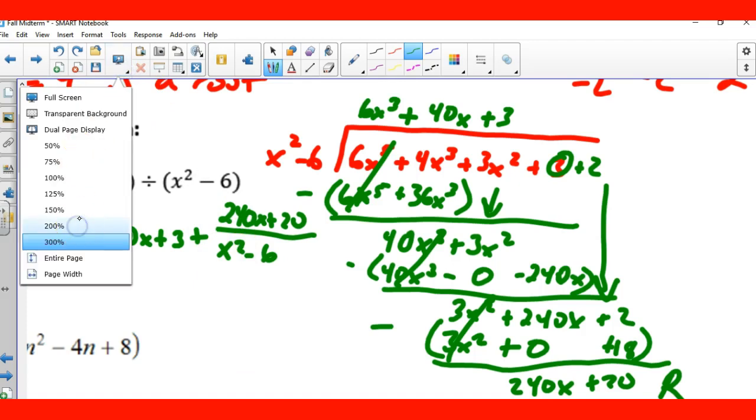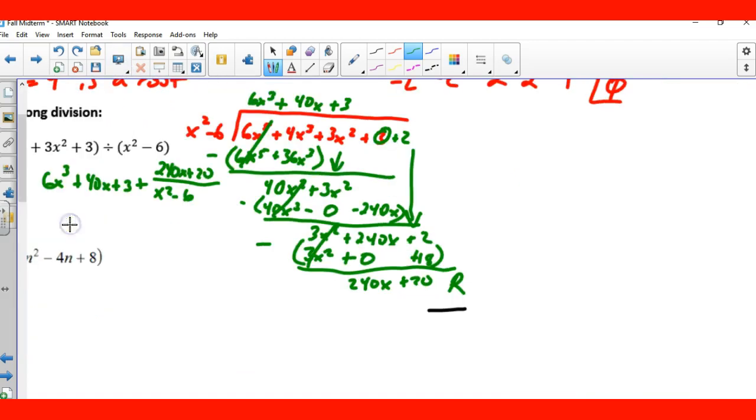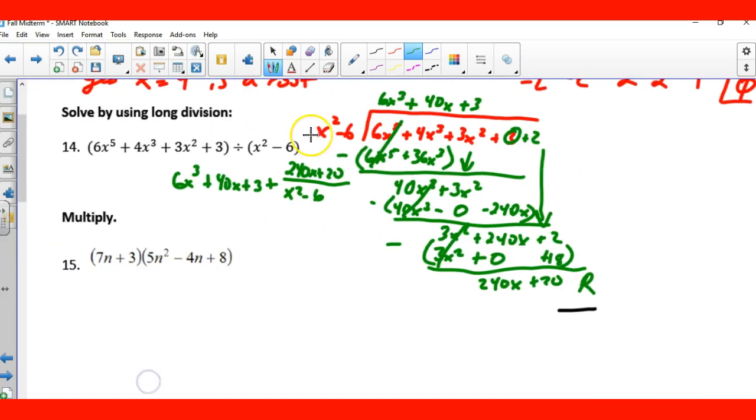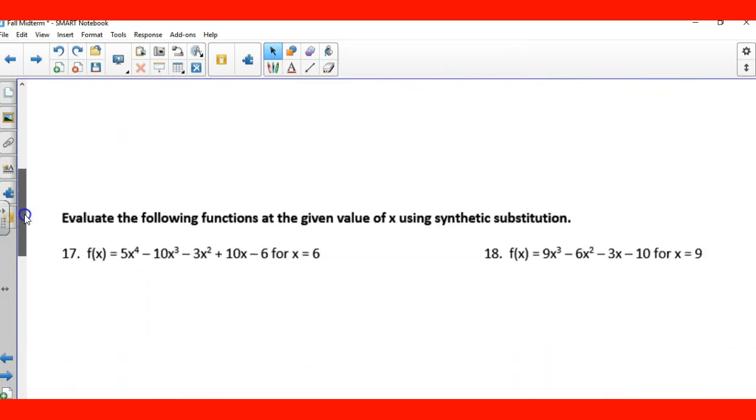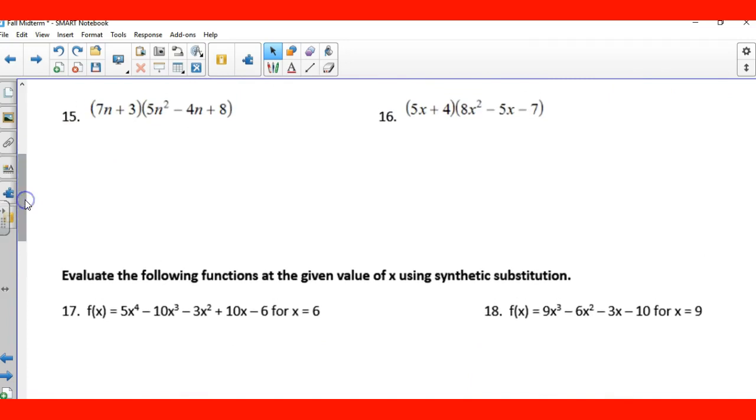Alright. That right there is number 40. Alright, now 15. Multiply. Alright, right here we're going to FOIL. So you have 7n times 5n squared.